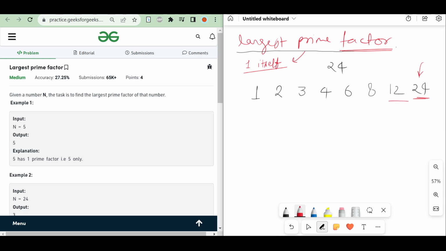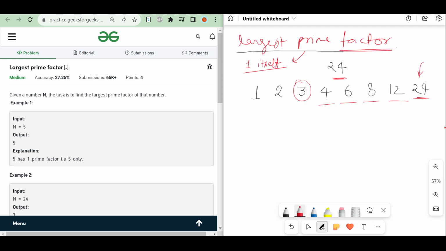Similarly 12 is not a prime number. 8 is also not a prime number. 6 is also not a prime number, and 4 is also not a prime number. But 3 is a prime number, and 3 also comes in the list of the factors of 24, and it is the largest as we got it by searching from the back. So 3 is the largest prime factor of 24.